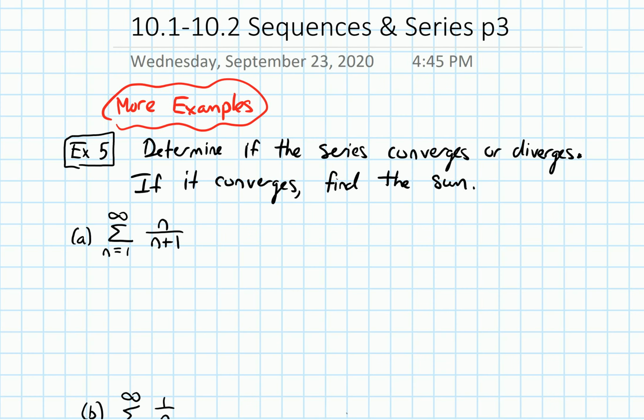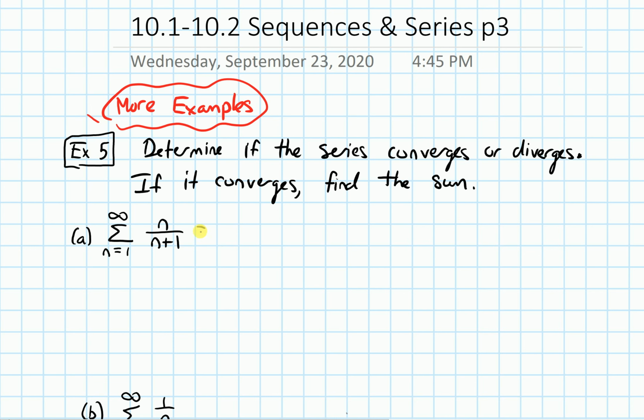In this video, we're going to do some more examples involving series. So here is the example. Let's determine if the series converges or diverges. And if it does converge, then find the sum. So in part A, I have the sum from n equals 1 to infinity of n over n plus 1.